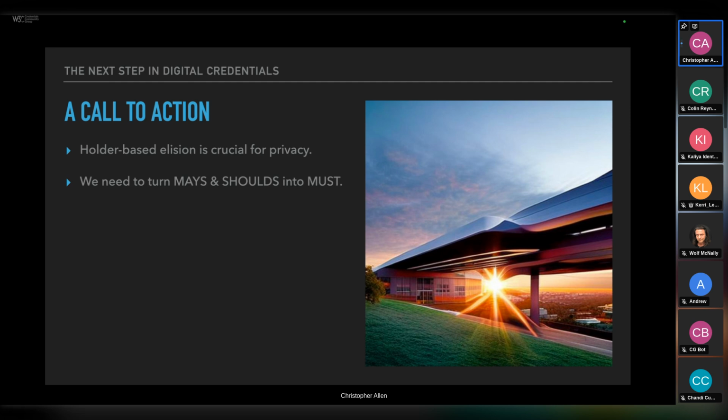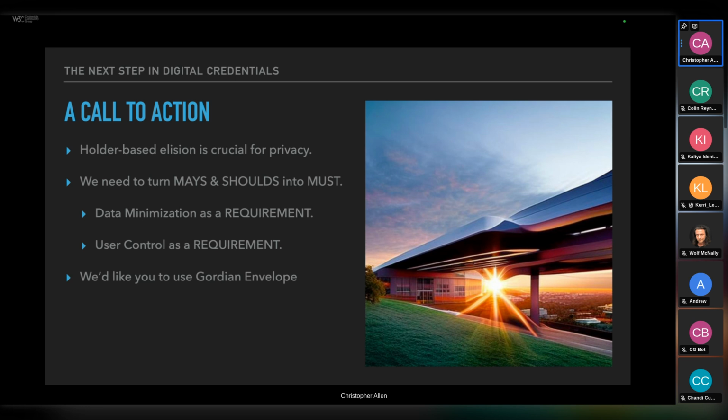more specs, more groups saying this must be done, because legally data minimization really is a requirement. So why aren't we doing that? Ethically, if you're part of the self-sovereign community, you've also said that user control is a requirement. So we need to turn these into musts.